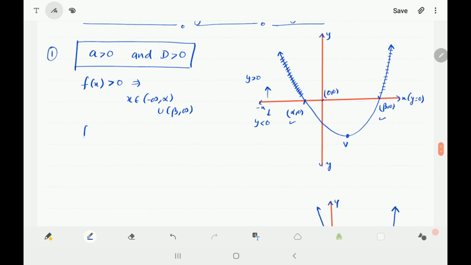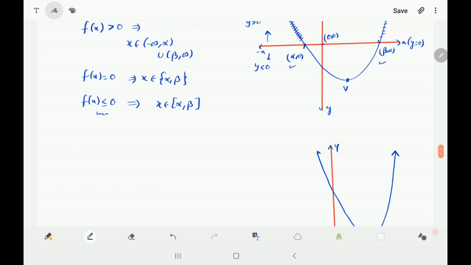If I say f of x is equal to 0, then we will get the result x belongs to curly bracket alpha, beta. Because there are only two values, we don't write it in open or closed intervals, we write it in curly brackets. If I say f of x is less than or equal to 0, it means we will be taking the values where f of x is negative or f of x is equal to 0. So in this case, the answer will be the closed interval alpha to beta.